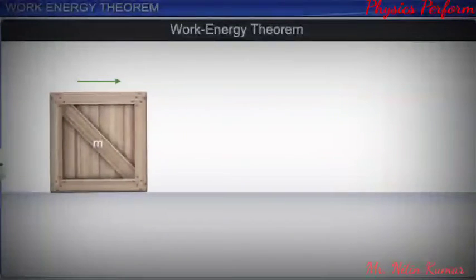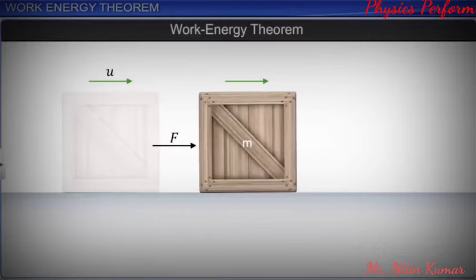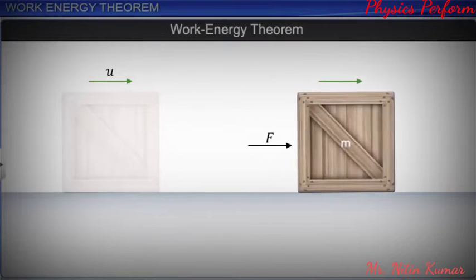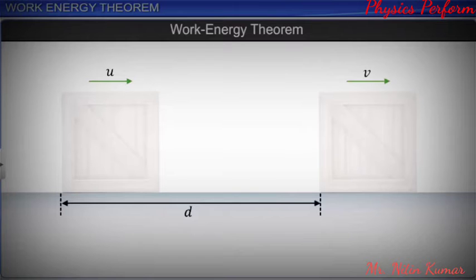Consider a body of mass m moving with initial velocity u and let the constant net force F act on it. At the end of displacement d, its velocity becomes v.